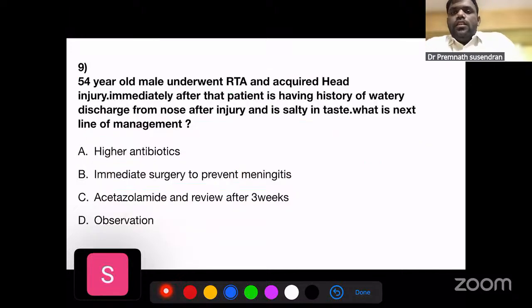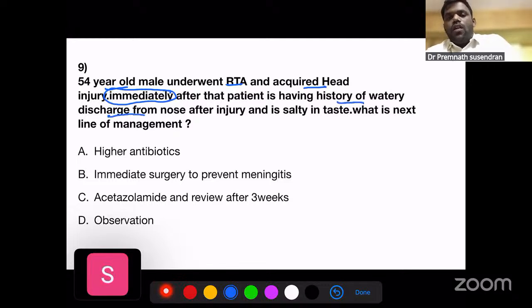Next question: a 54-year-old male underwent an RTA and sustained a head injury. Note the term immediately: immediately after that, the patient had a history of watery discharge from the nose after injury, which is salty in taste. So what is the next line of management? Watery discharge from the nose after head injury, everyone knows, is a case of CSF rhinorrhea.